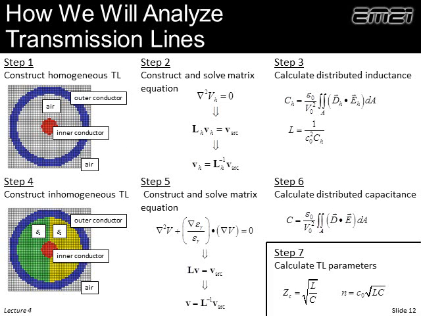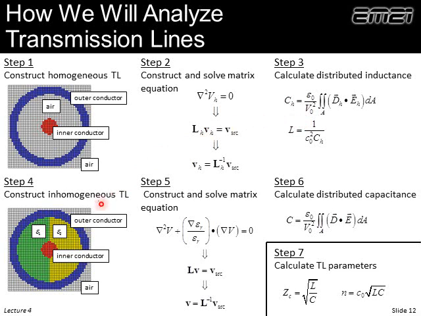Okay, so here's the full picture of what we'll do. The first step of this process is the air coax, or air transmission line. So we build that on our grids. Then we construct and solve our matrix equation, and we'll talk more about this later. Once we solve this and we have the scalar potential, then we can calculate the distributed capacitance. Remember, this is the air case, so it's not the true distributed capacitance of our line. But then we can quickly calculate the distributed inductance from that, and this is the true distributed inductance of the transmission line.